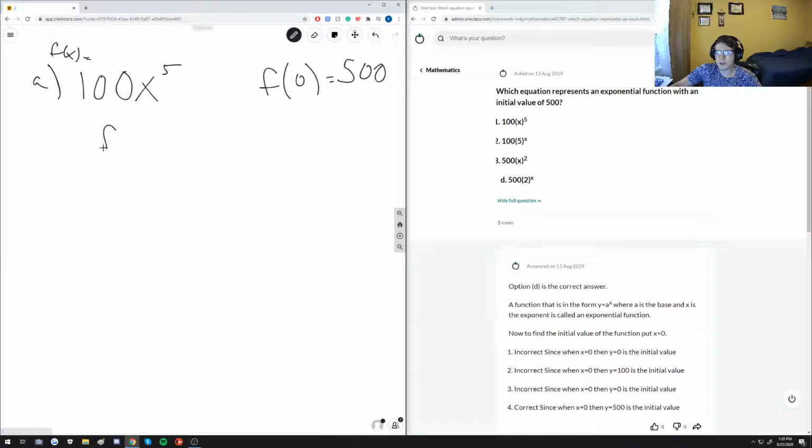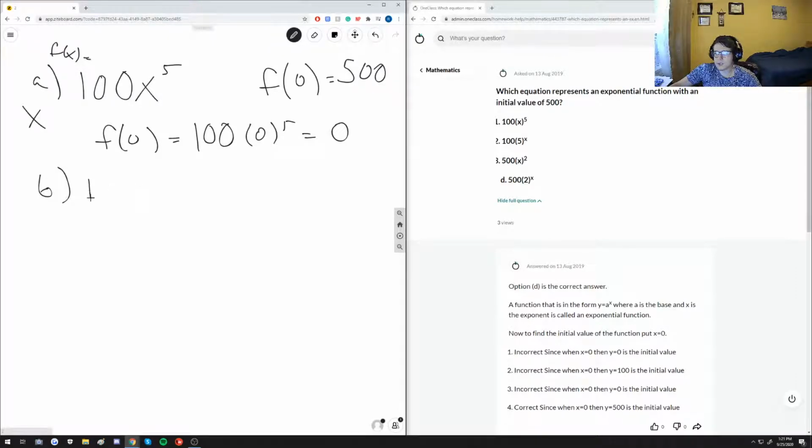So we're going to find f of 0 of this term, so you're going to have 100, and then plug in 0 for x here, so you're going to have 0 to the fifth power, and you're going to get 0, because anything times 0 or raised to a power of 0 gives you 0. So this is not 500, so it's incorrect.